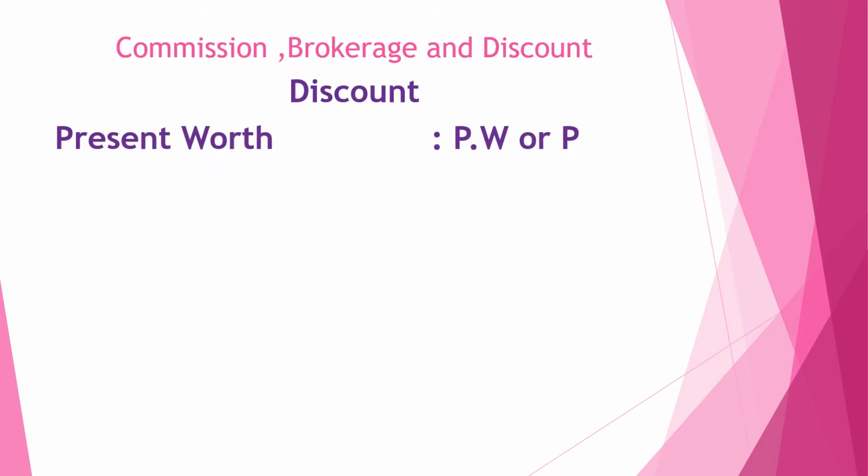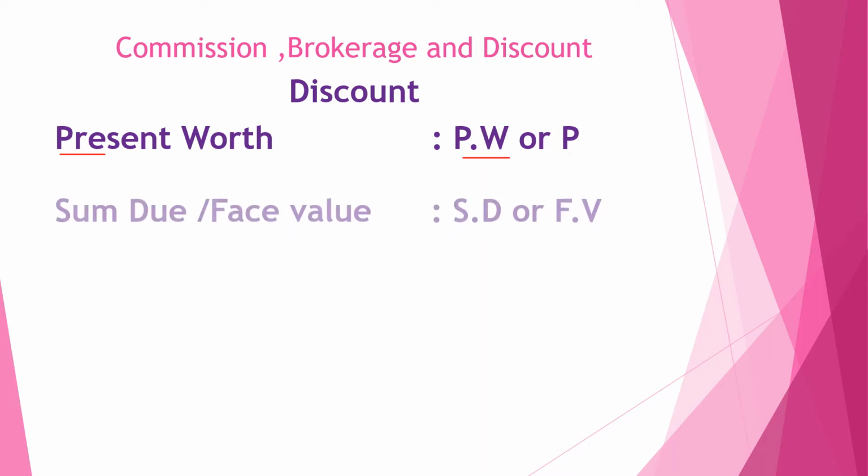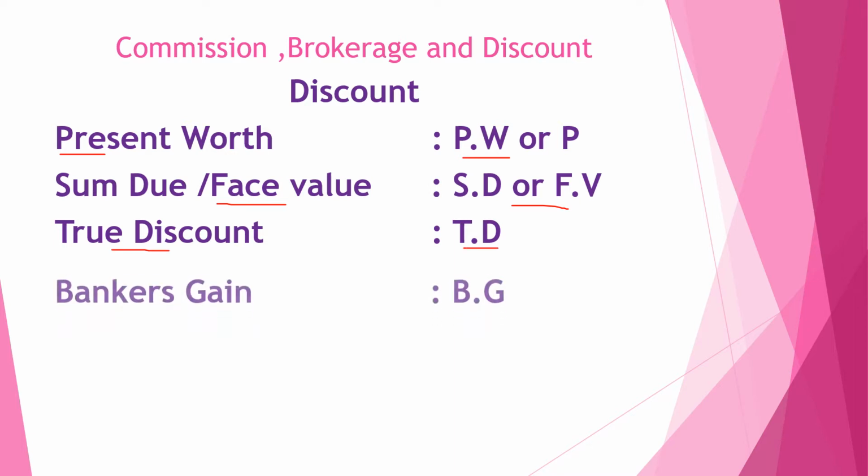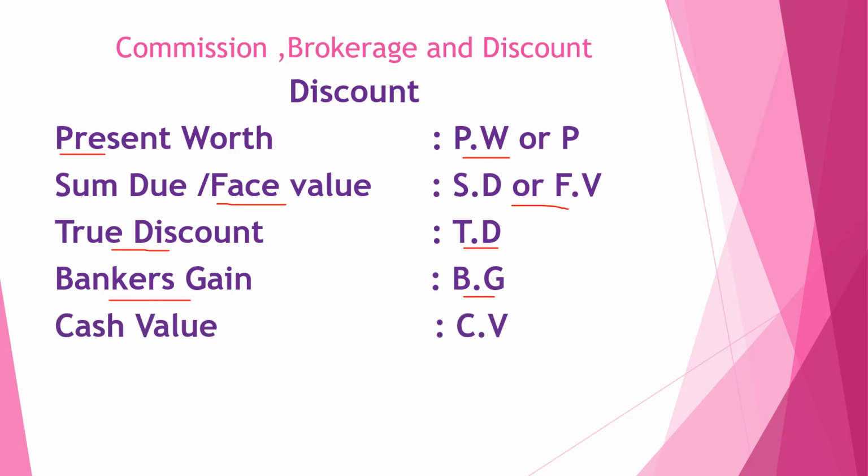We are working with the factors that is commission, brokerage and discount over here. So starting with the basic concepts, we have present worth, that is PW or P. Then secondly, sum due, face value, SD or FV, true discount, that is TD, bankers gain, that is the gain or the profit which the bank is getting out, is BG, cash value is CV over here.